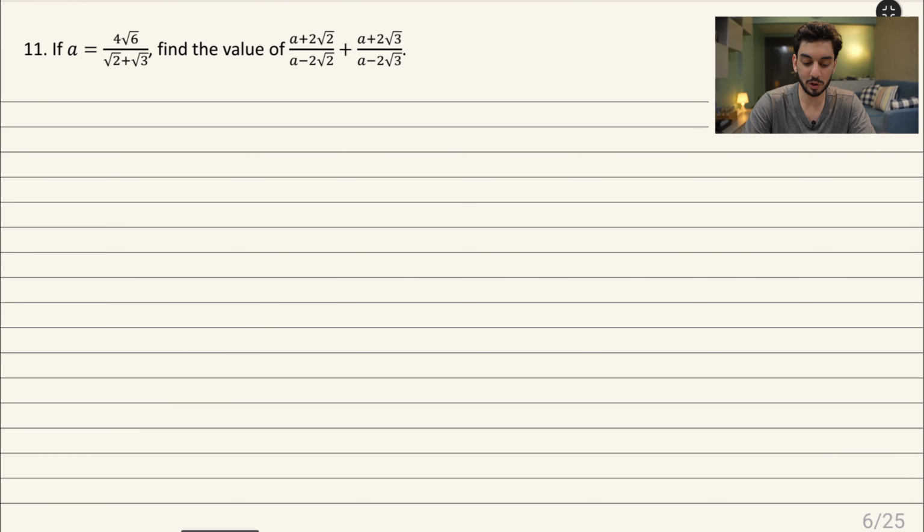Here it is a similar question. It says if a is equal to 4 root 6 upon 2 root 2 plus root 3, I need to find the value of this entire expression. Now this is a similar kind of question. Let us see how it works.